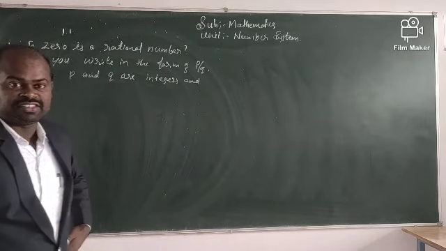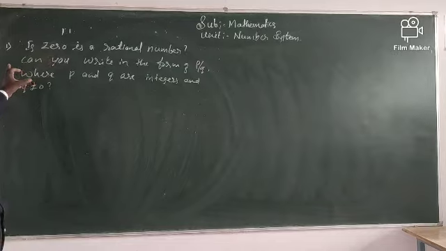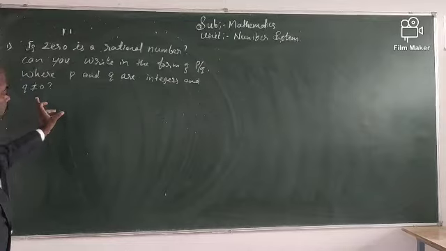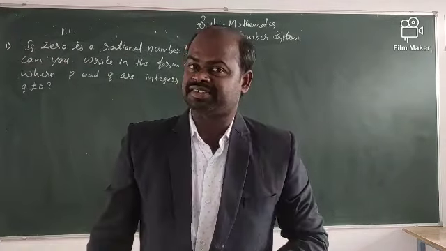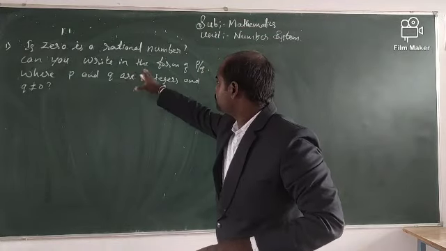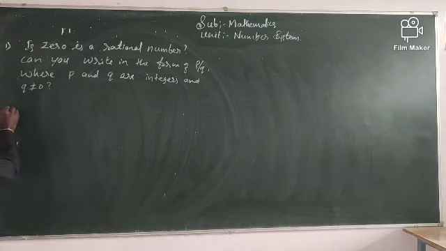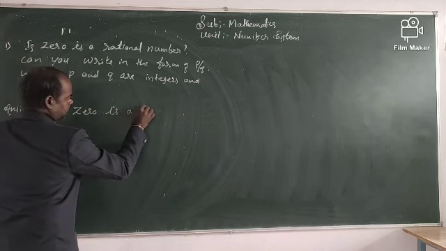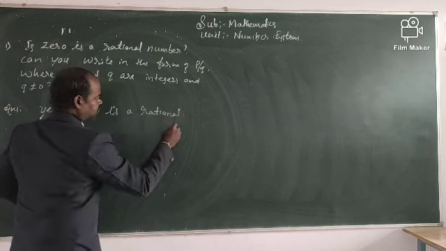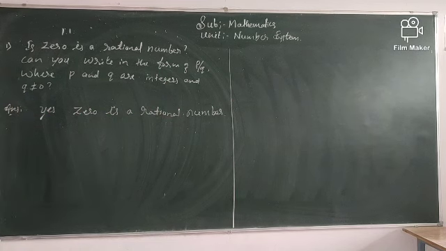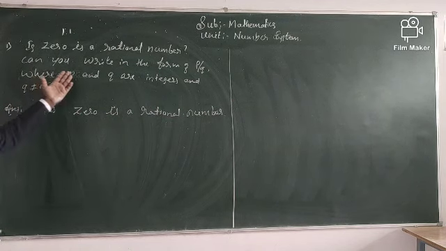Understand? See children, understand the question. Is 0 a rational number? Can you write it in the form of p by q, where p and q are integers? First understand the question properly. Is 0 a rational number? Yes. 0 is a rational number.